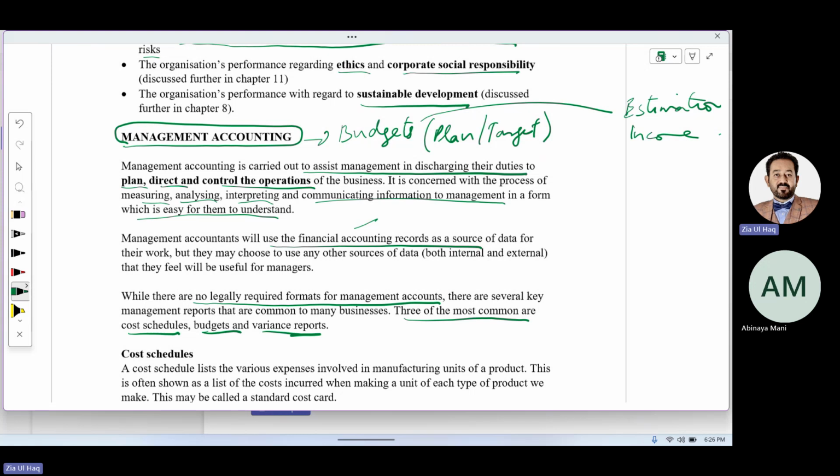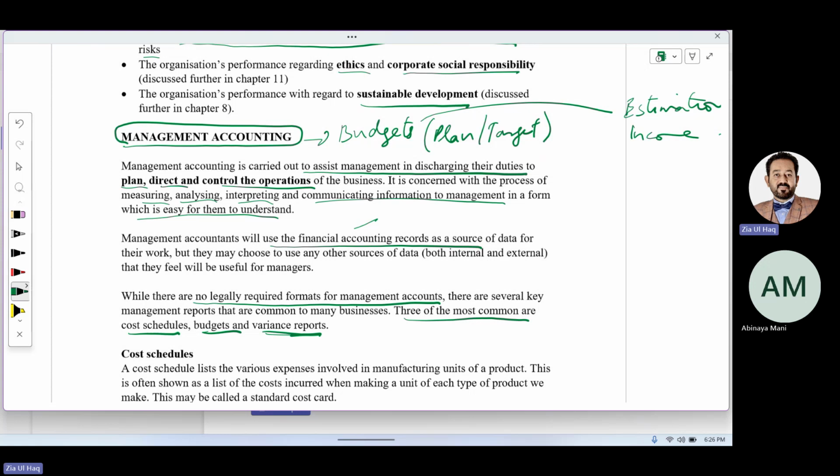Budget we have discussed. What is that? Target or future plan. What is a variance report? A comparison of actual data and budgeted data. At the year end, the company will compare actual results with budget to see whether we have achieved as per budget, meaning plan, or not. If actual is more than budget, this means the company has overachieved. If actual is lesser than budget, this means the company has underachieved, meaning performance is not good.